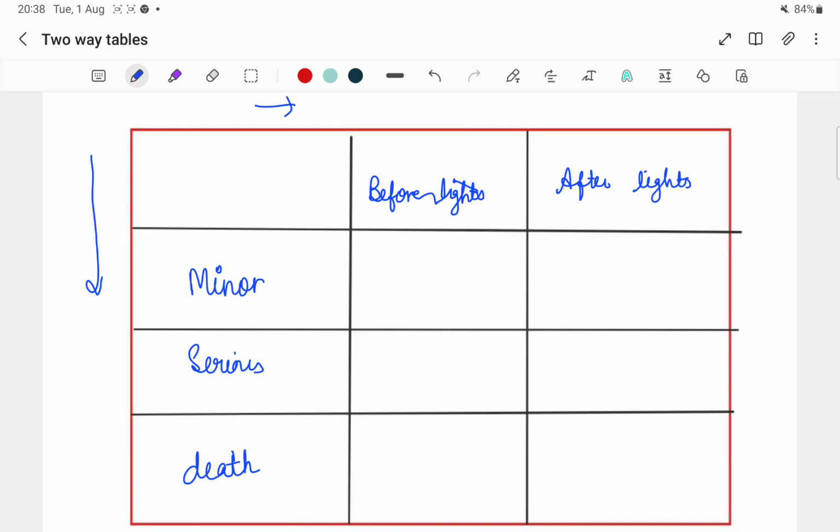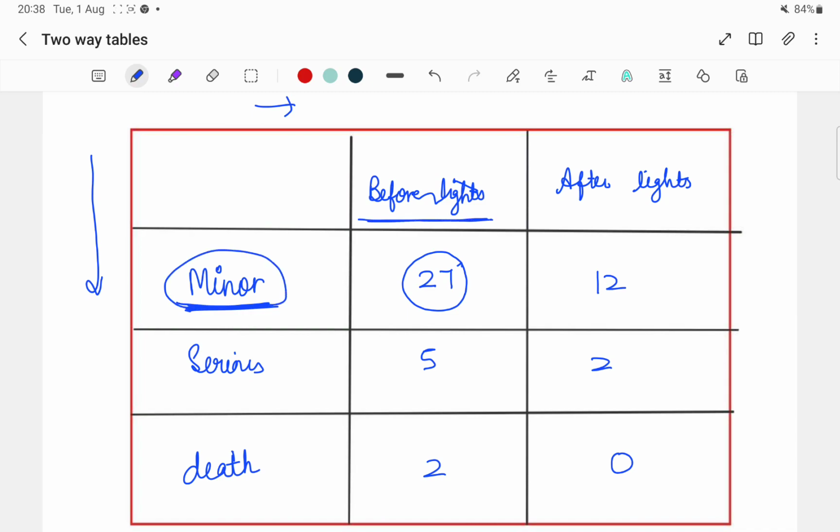So now here I am putting the information like, let's say 27, 12, 5, 2, 2 and 0. Now if I have to interpret, I can say how many minor accidents happen before lights were put on the intersection. So that means it is 27. What I am saying is, how many minor accidents happen before the lights? So they will be 27.